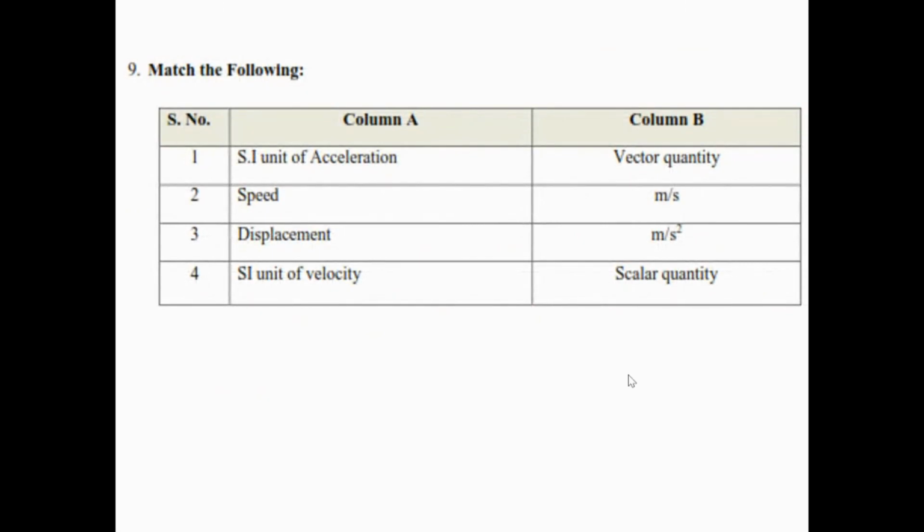Now we have to answer the ninth question. It's match the following, so we have to connect the correct answers. First question, SI unit of acceleration. We know acceleration is equal to change in velocity over change in time. The unit for velocity is meter per second, and the unit of time is second. So the answer is meter per second square. So I have to connect acceleration with meter per second square.